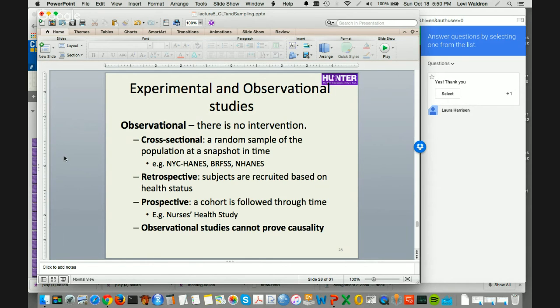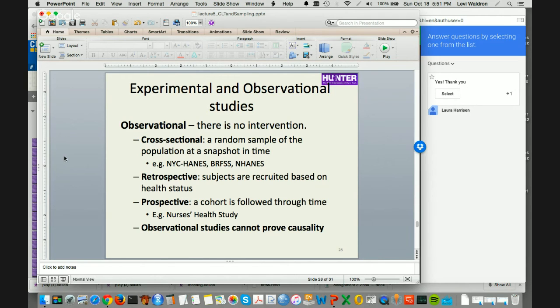The retrospective study is one where participants are recruited based on their health status. So if you are, for example, interested in risk factors for heart disease, you select people who have already had heart disease or who are healthy, and then you look back into their past retrospectively to try to explain why some of them have gotten heart disease and why some of them have not.